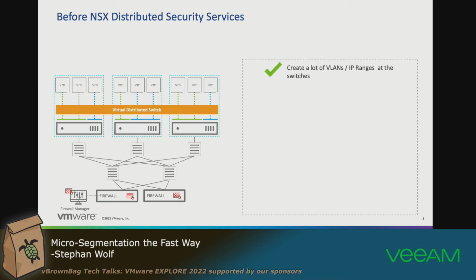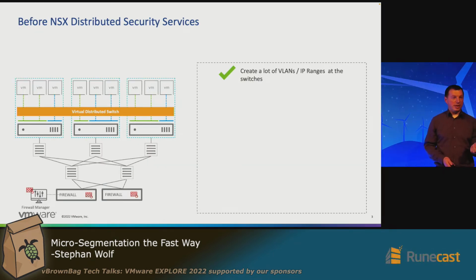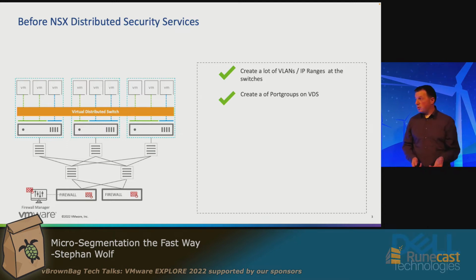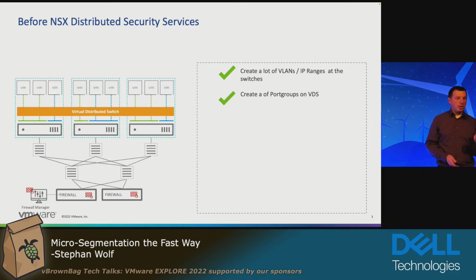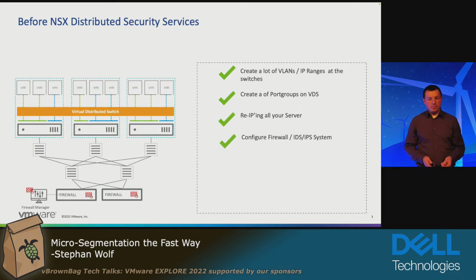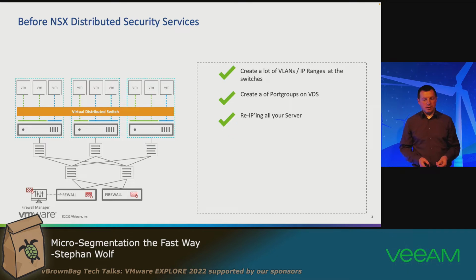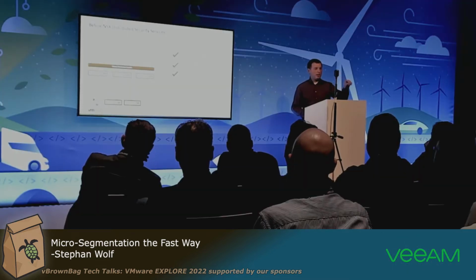So we have to create a lot of smaller VLANs. Then we have to create the appropriate IP address ranges in the VLANs. And then we need to create the port groups on the virtual distributed switch. The port groups on the distributed switch correspond with these VLANs in the hardware switches. We have to re-IP all the servers to fit into these appropriate IP address networks.